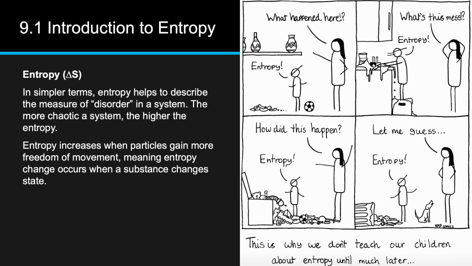From a chemistry perspective, entropy increases when particles have more freedom to move. So when a substance changes state, like from a solid to a liquid or from a liquid to a gas, particles spread out and entropy goes up. And I love this cartoon because it shows how things naturally become more disordered over time. No one has to try to make a mess, it just happens, and that's entropy in action. So the big idea here is more disorder, more freedom of movement, higher entropy.